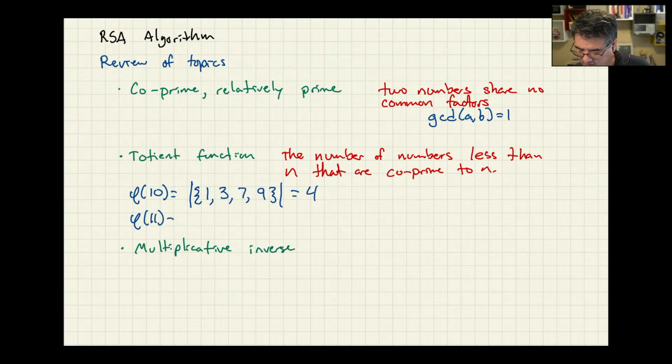The totient of 11 is easy to compute. 11 is prime, so every number less than 11 is coprime with it. So for prime numbers, it's easy to calculate the totient. You just subtract 1 and then you're done.